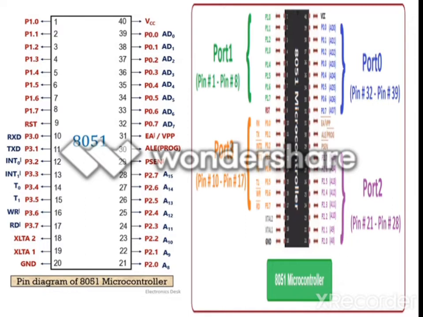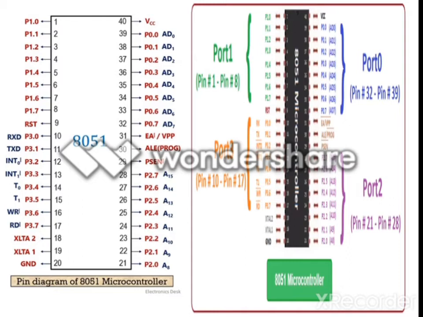Then after that, pin numbers 32 to 39 are used for port 0 plus the lower order address bus and data bus, multiplexed lower order address bus and data bus. That means the pins are used for P0.7, 0.6, 0.5, 0.4, 0.3, 0.2, 0.1 then 0.0, and it's combined with the multiplexed lower order address bus and data bus. That means AD0 to AD7.